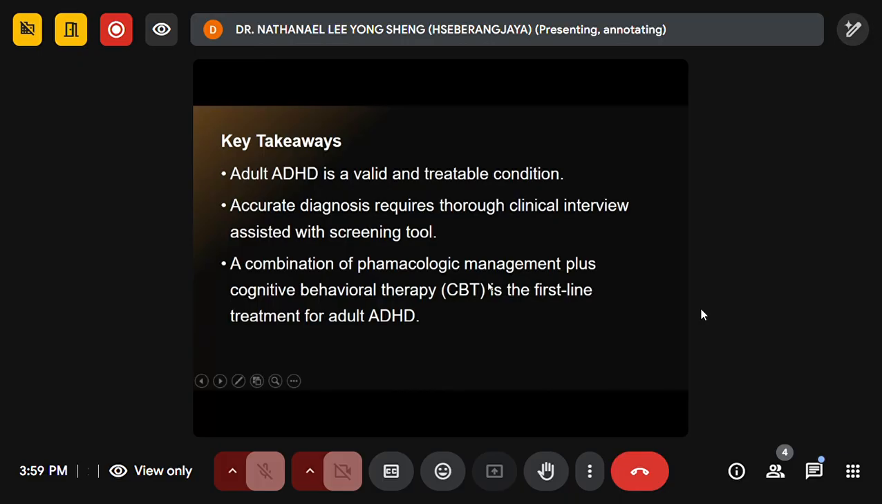So I'm coming to the final slide of my presentation. Some key takeaways for all: adult ADHD is a valid and treatable condition. Accurate diagnosis requires a thorough clinical interview assisted with screening tools, and a combination of pharmacological management plus cognitive behavioral therapy is first-line treatment for adult ADHD.